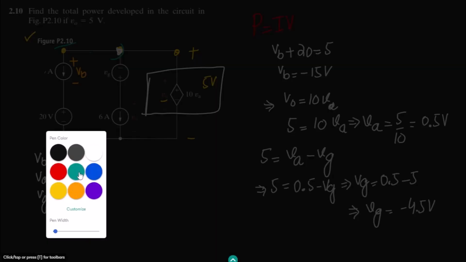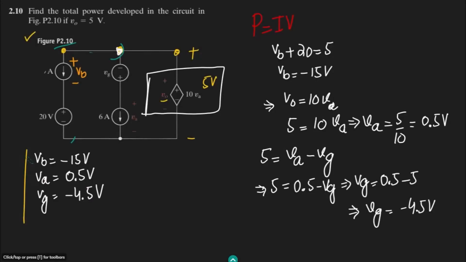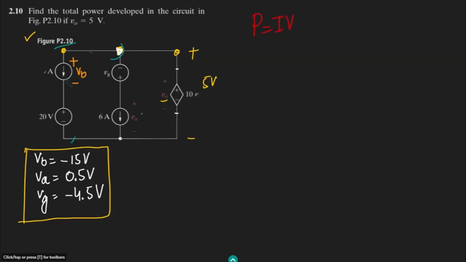So these quantities are now known, we have found them out, and now we can very easily find all the powers across them as well. Let me now clean it. So now let us start from this source, which is here, 9 amperes.